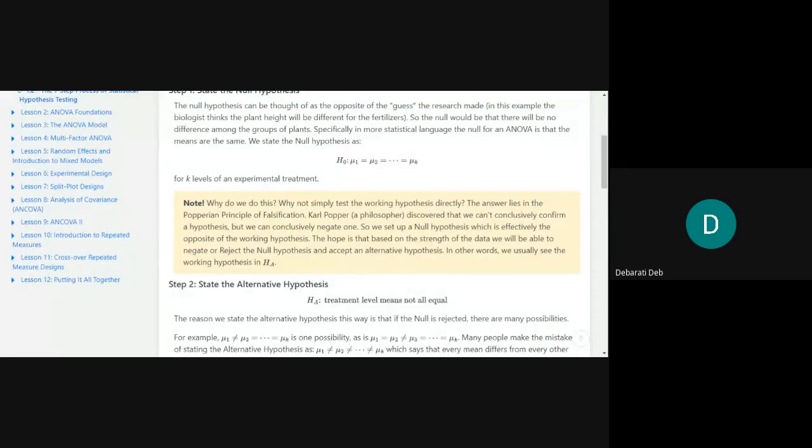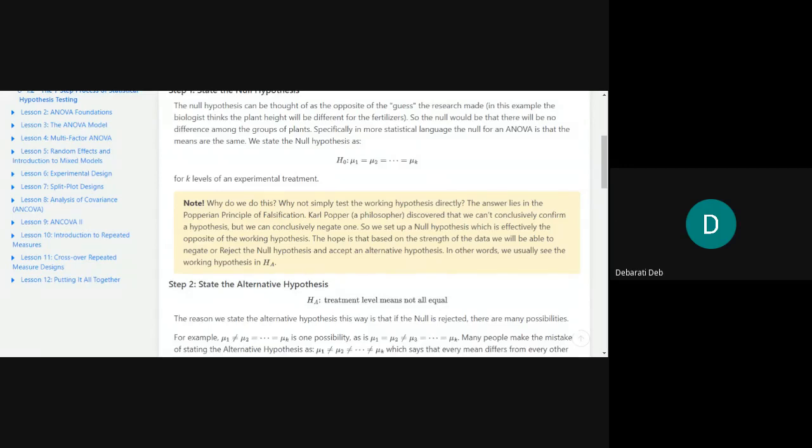The hope is that based on the strength of the data, we will be able to negate or reject the null hypothesis and accept the alternative one. Okay. So what do we do? We don't directly prove the alternative hypothesis, but we negate the null hypothesis. That means reject the null hypothesis. And thus we accept the alternative hypothesis.